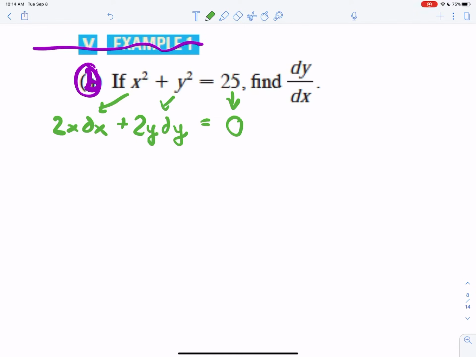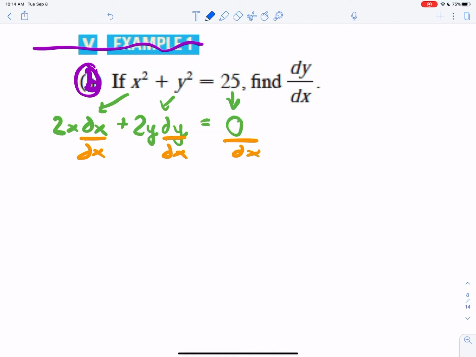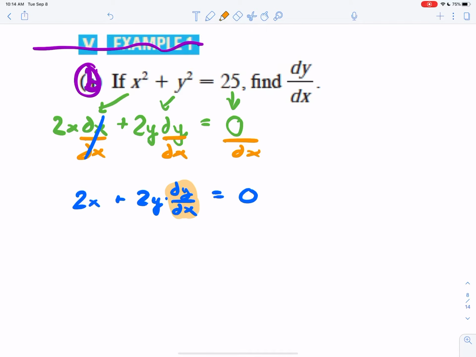So now we took the differential. What do we do next? We divide by what we want, dx. And technically it happens over here too, but 0 over dx is just 0. So what we have so far, 2x dx over dx cancels out. We're just left with 2x here. We have a plus 2y dy dx equals 0. Last step is to get this dy dx by itself.